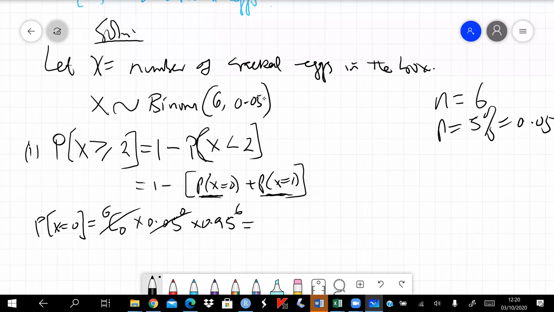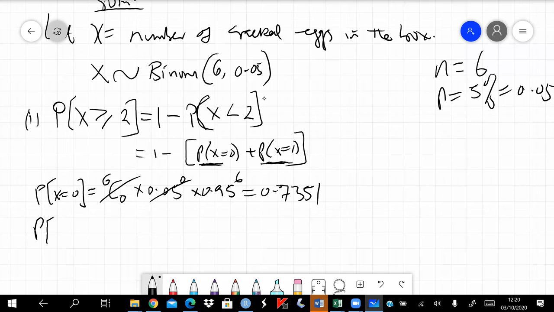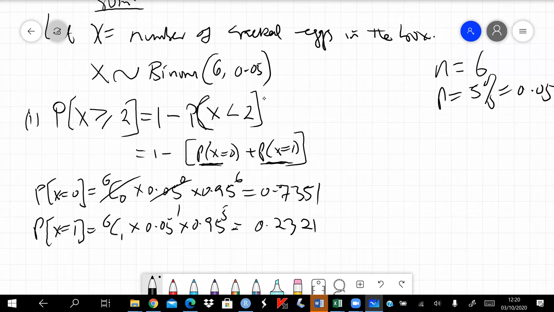Which gives us 0.7351. Then the probability that X is 1 is 6 choose 1, times 0.05 to the power 1, times 0.95 to the power 5. We get 0.2321.